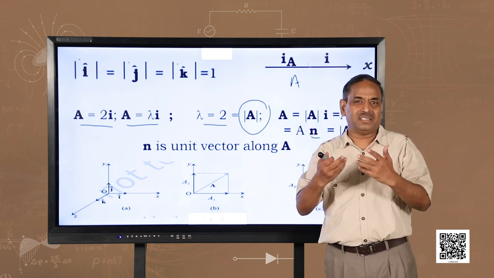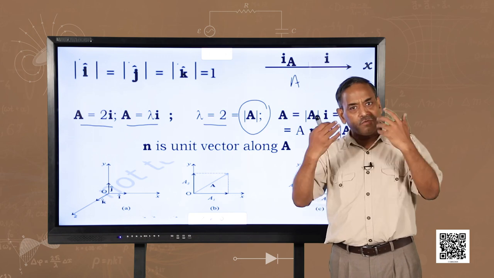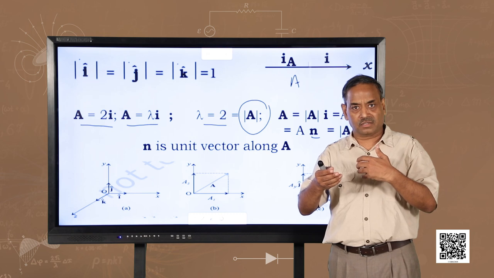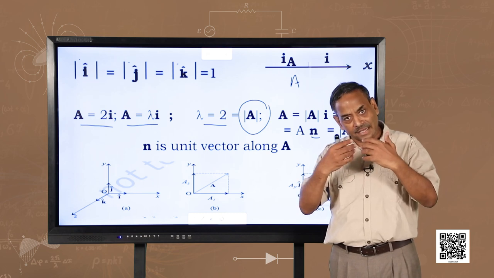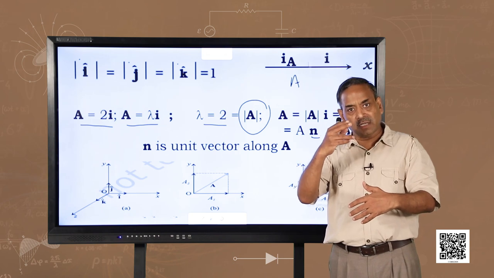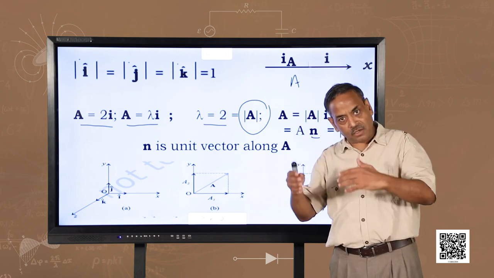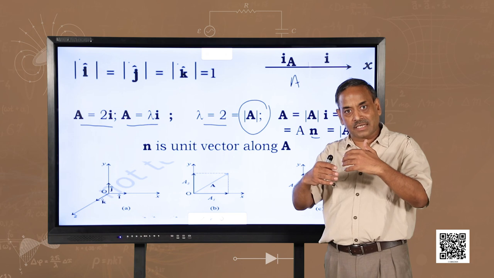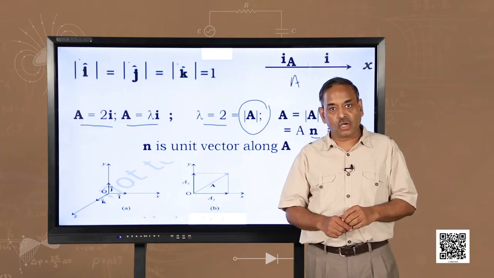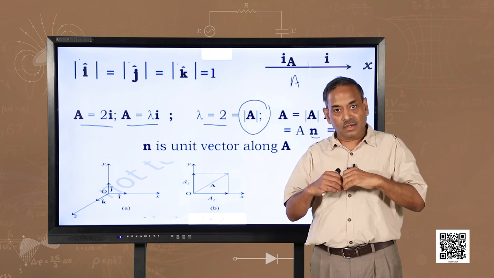So, remember friends, the choice of axis is always ours. This is a man-made phenomenon. We can take any axis to be the x-axis, and perpendicular to it in a particular plane is the y-axis, and perpendicular to the plane containing x and y, we have the z-axis. The choice of axis is always ours.